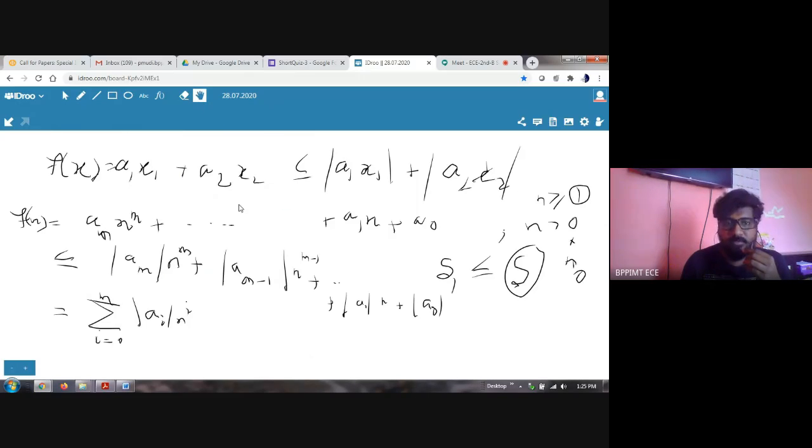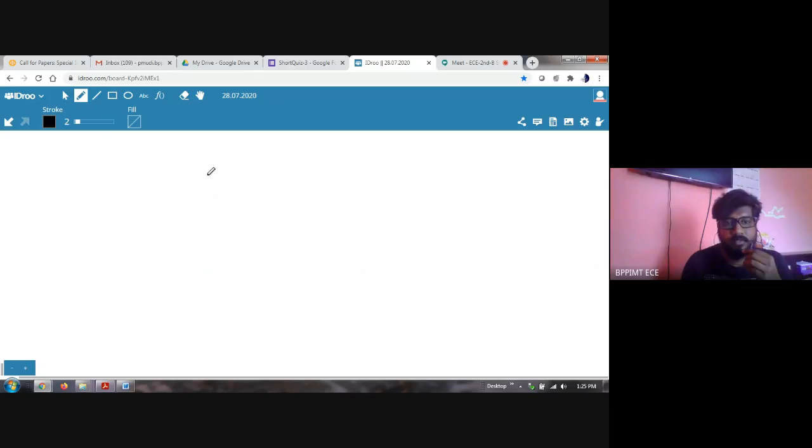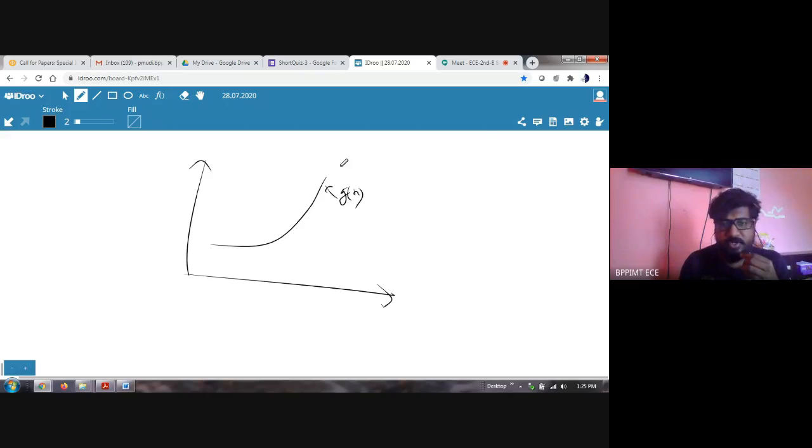Graphically, what does that mean? Suppose this is the graph and you have a function growing like this. So this is your g, some polynomial function of degree m. It may not be a quadratic. It's a growing function, an exponentially growing function, n to the power m. Now you may have some f(n) which is like this, a straight line.